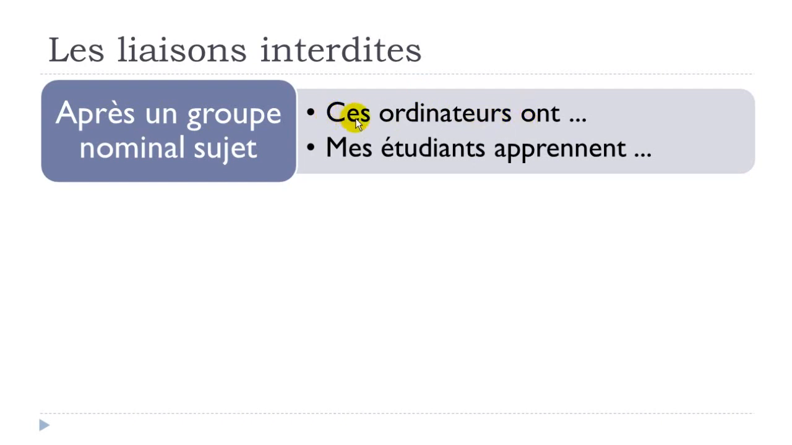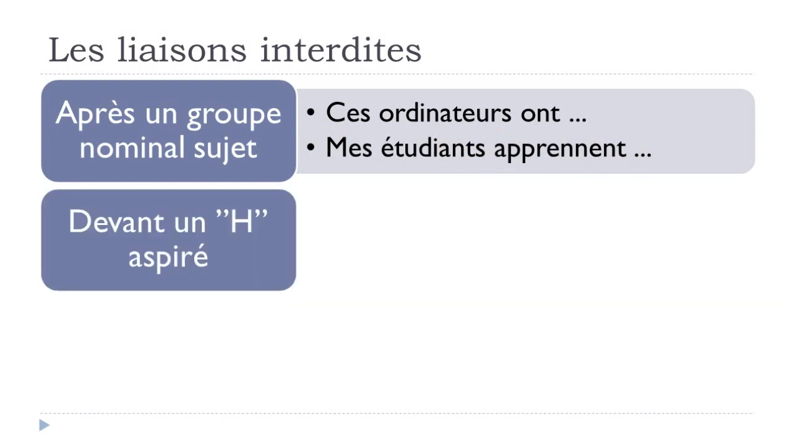So in that case, ces ordinateurs, you don't make the liaison between this word and the verb that will come after. Okay? Ces ordinateurs ont, and the sentence continues. Same thing here. Mes étudiants apprennent. And the sentence continues. So the concept is quite strict. Remember, you've got your subject, so it must be something like that. You've got a group of words, and after that you won't make the liaison with the verb, okay?